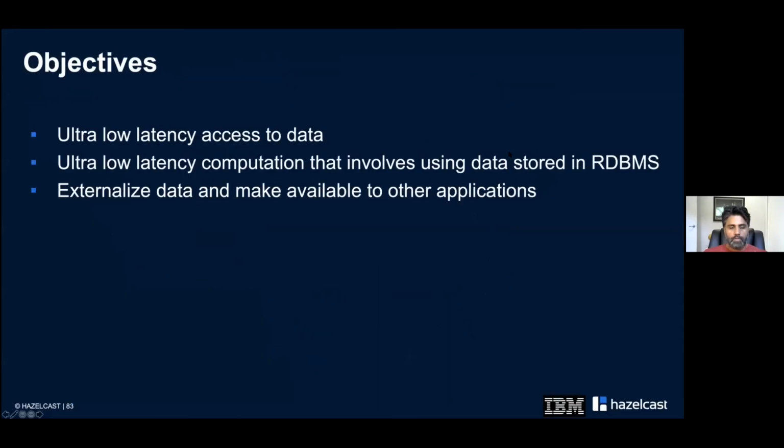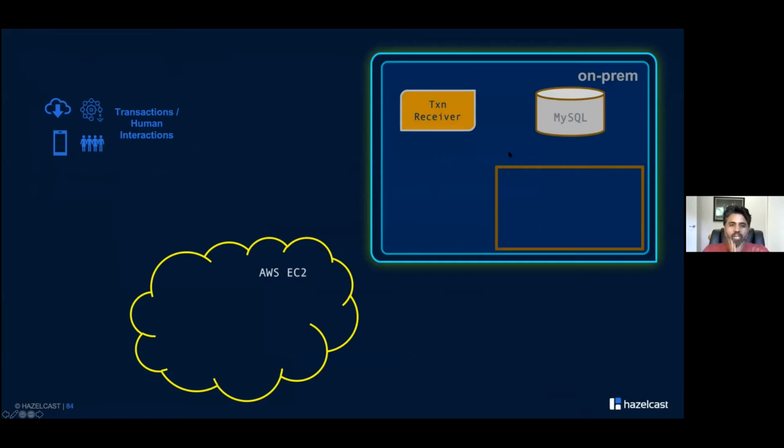Sorry, wrong one. For this demo, the requirement was to provide ultra low latency access to the data and ultra fast computation of the transaction data produced into the system. Also, when using WAN replication, it was to externalize the data and make it available to other applications. When I say externalize, here is what it means, which I'm going to show you in a minute.